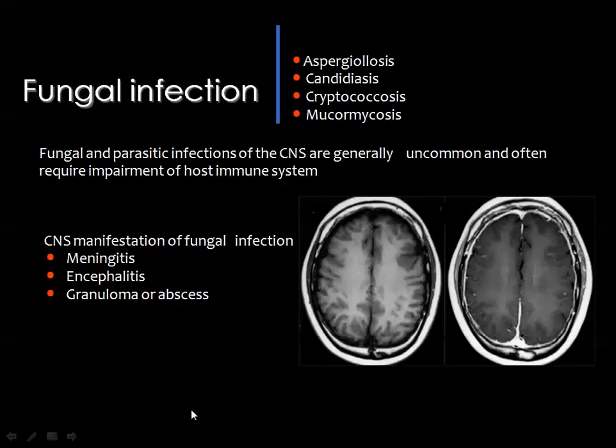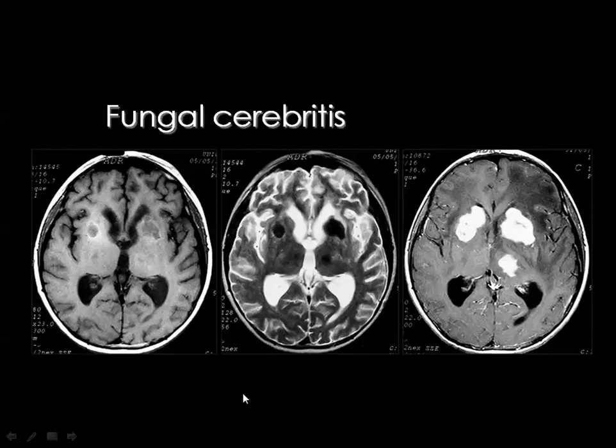And affection of the brain by fungi is usually the sequela of impairment of the immune system. The fungi will also produce the same changes as TB, including meningitis, encephalitis, and granulomas or abscesses. For the diagnosis of meningitis, we see thick enhanced meninges in the post-contrast study. You cannot suggest the possible cause of this meningitis, whether it is viral, bacterial or fungal infection.